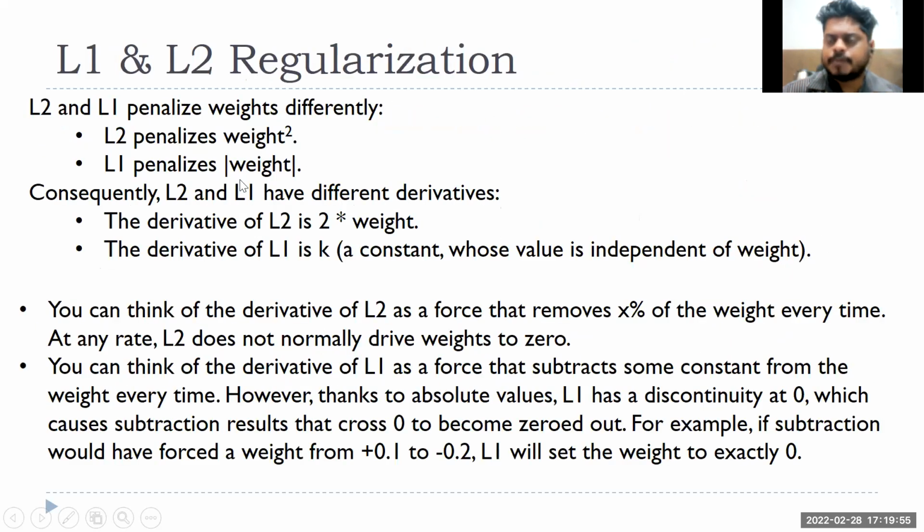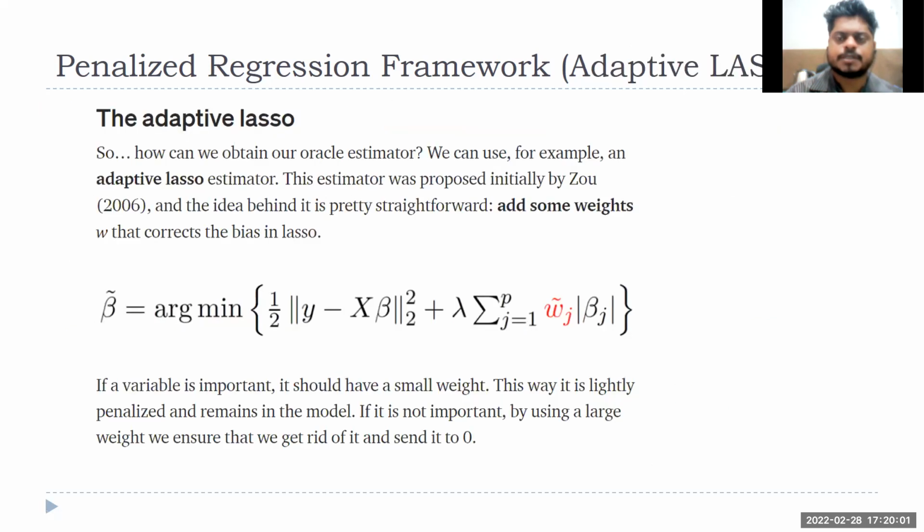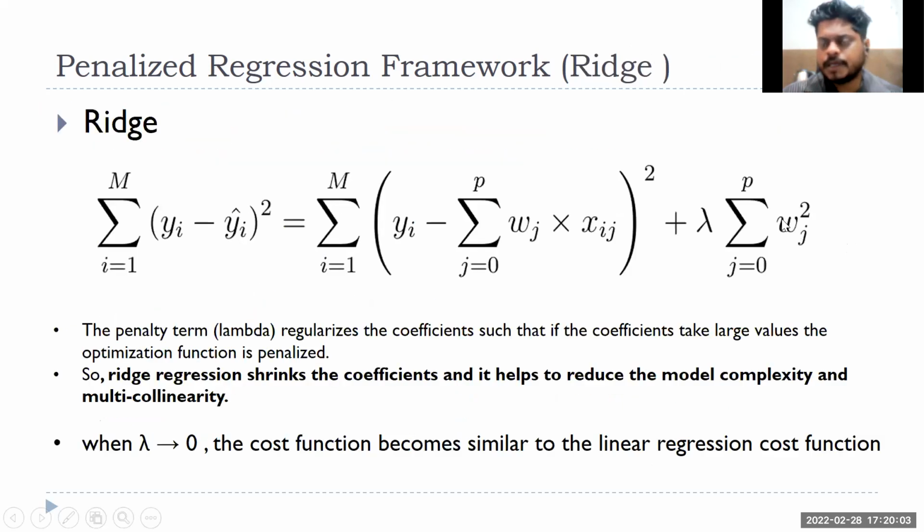If L1 penalizes by the absolute value of the weight, L2 is when you take the square of the weight, right? So that is ridge. Whenever I add a parameter where I take the square of the beta or the square of the weight, then it becomes L2 regularization or ridge regularization, right?